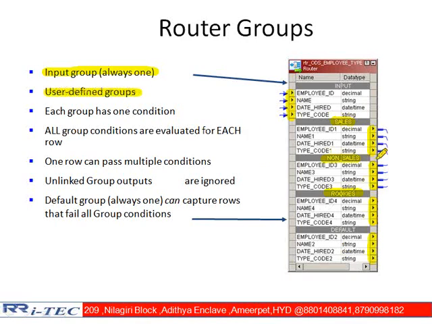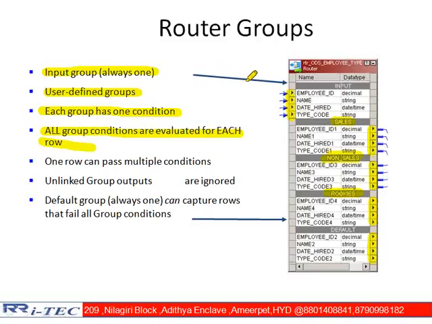The user defined groups are these three things, whatever is available: sales, non-sales, rookies. Each group has one condition. Sales has one condition, non-sales has one condition, rookies has one condition. All group conditions are evaluated for each row. Whatever row we are sending, that row is going to evaluate the first condition, second condition, third condition. All the conditions are evaluated.